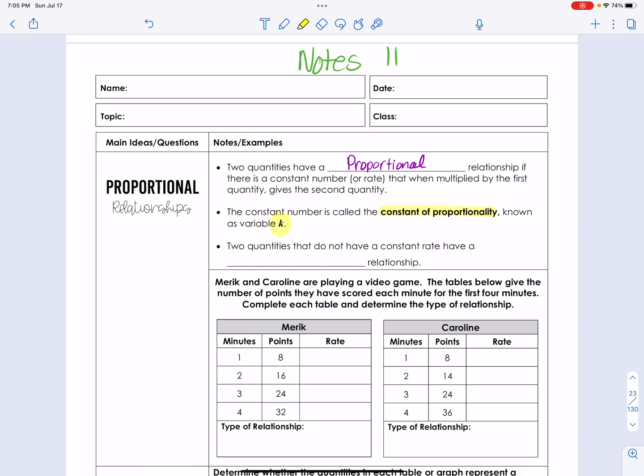I'm not going to test you over that, but you're looking at whether something has a constant, like if it stays the same. You'll understand this. It sounds a lot harder than it is. Two quantities that do not have a constant rate are non-proportional.